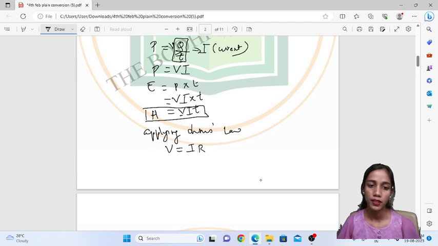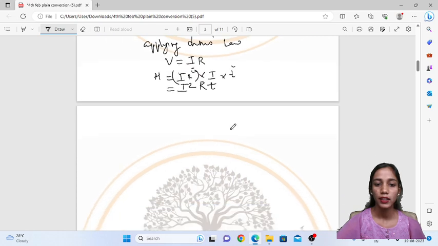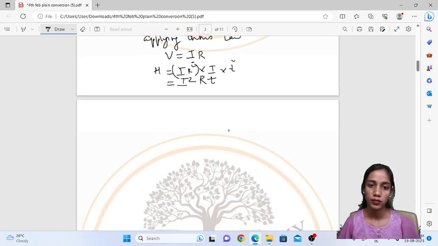So we'll replace this V with IR, which will give me H equals IR into I into T, which will be I square R T. So the heat given out is H equals I square R T.